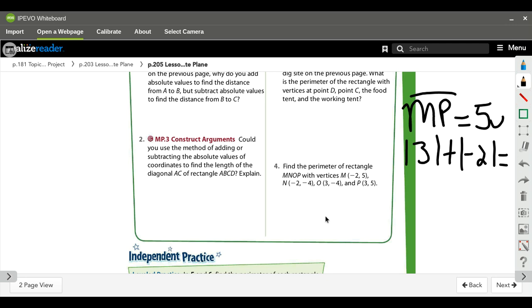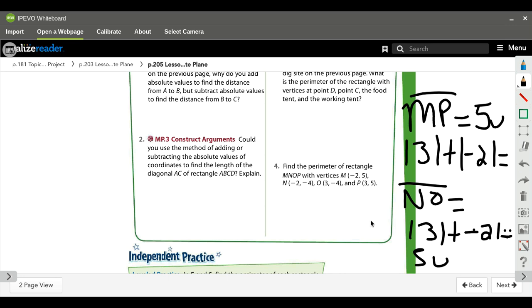And then my other one that's going to be different is I'm going to do N and O. So NO, when I look at NO, I'm going to end up with the absolute value of, oh, well, here's what I'm noticing, -2, 3. So 3 plus 2, that's going to be the same as the one that we just did. So that's going to be 5 units. So I need to go ahead and do one of my other ones. So I did M and P, I did N and O. So if I look here, I'm going to do O and P.